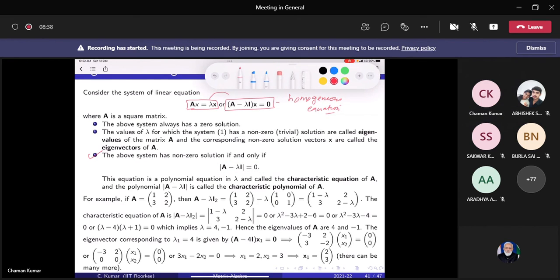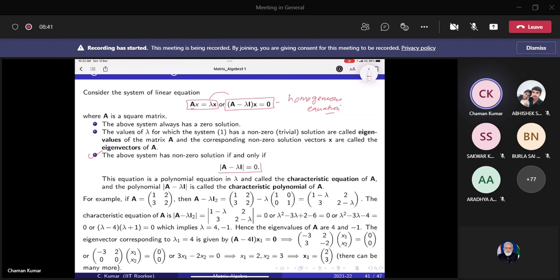Okay, and this gives us an equation. This gives us a polynomial in lambda. This equation is known as the characteristic equation of A, of the matrix A. And the polynomial determinant of A minus lambda I is known as the characteristic polynomial.